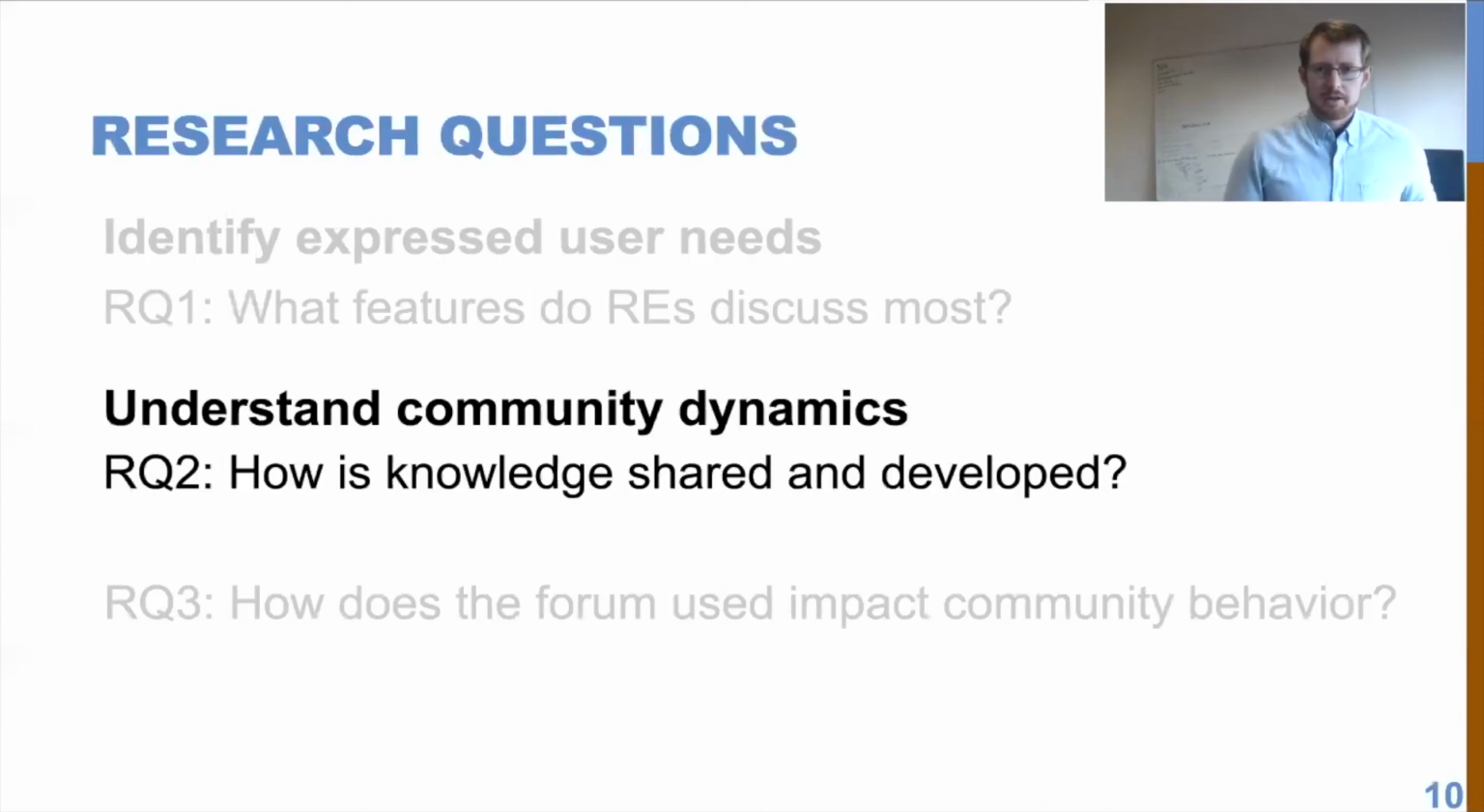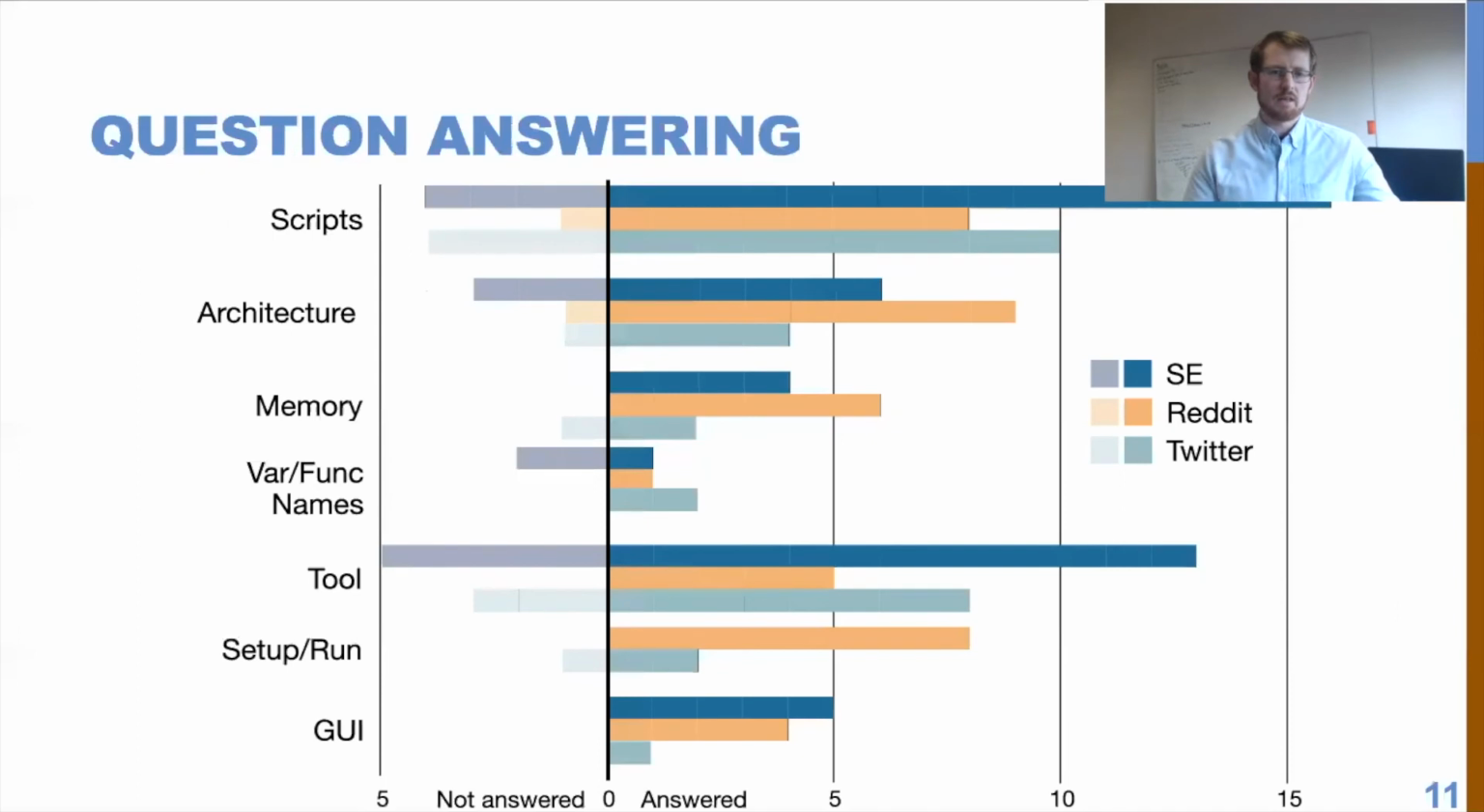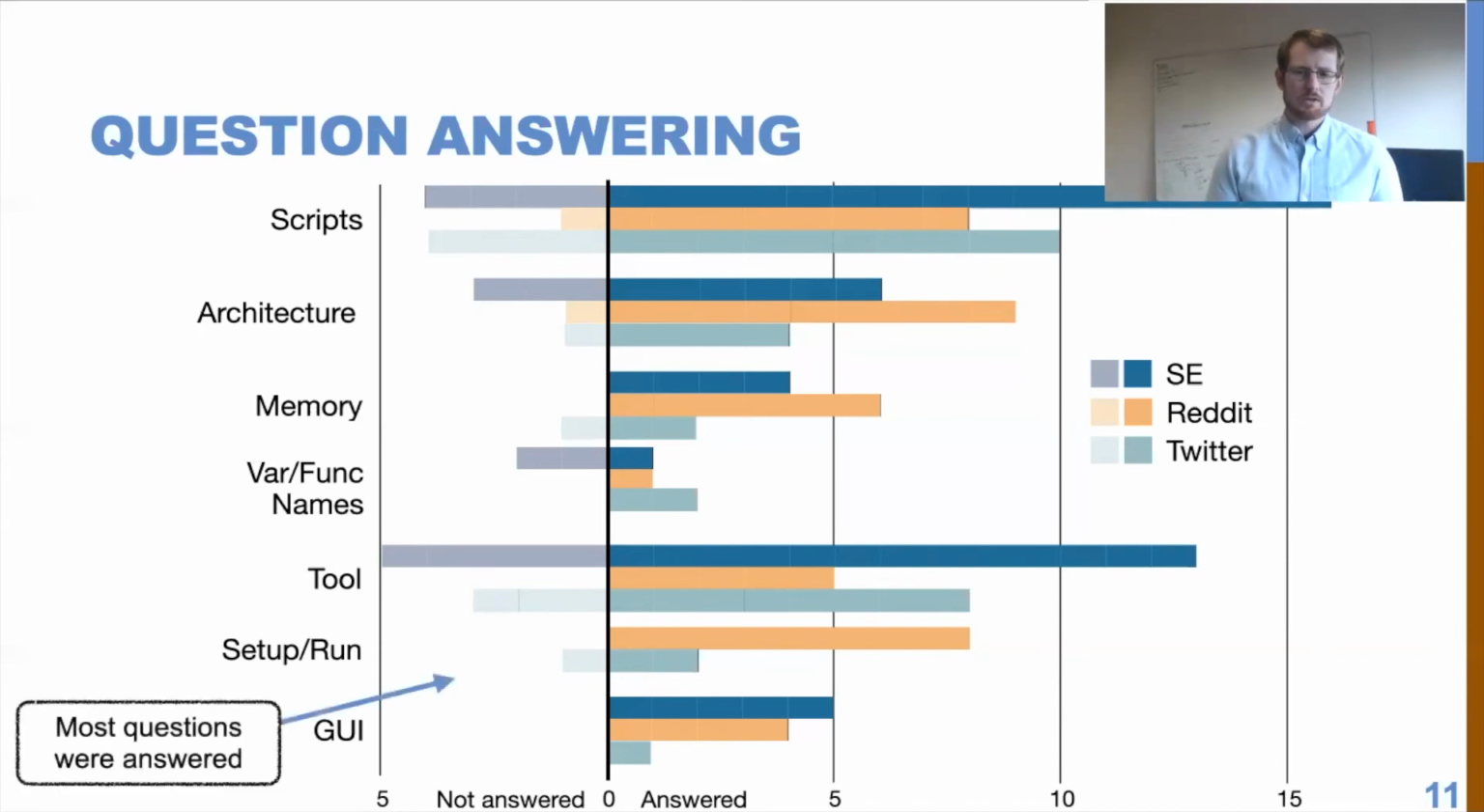Now, moving on to the community dynamics. Looking at how knowledge was shared and developed, we saw that a lot of this knowledge development came around question answering, or asking and answering. So this chart here shows each of the questions that were asked, each thread that started with a question, and whether or not there was an answer. All the bars on the right show whether the thread was answered, and on the left, in the grayed out space, whether they weren't, grouped by the features that were being discussed, as well as the thread they were being discussed on. And here we can see that most of the questions were actually answered. So if you posted a question about Ghidra, you were likely to get an answer.